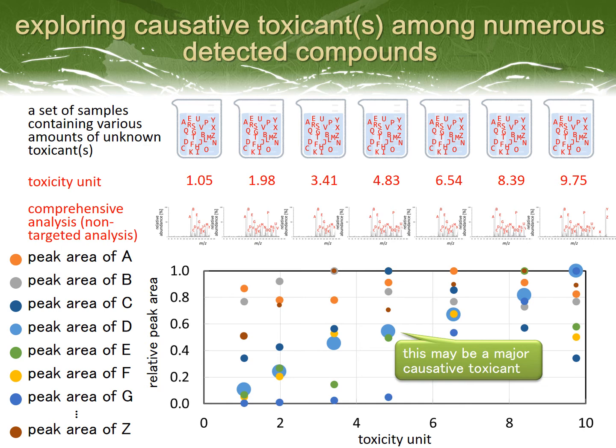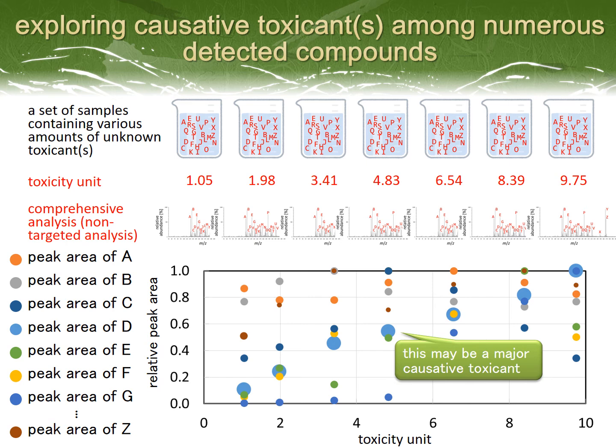By performing a non-targeted analysis, numerous compounds must be detected in one sample. We must explore the causative toxicant from among numerous detected compounds, by using relationships between the sample's toxicities and mass spec responses of each compound. For example, now we got 7 samples posing different toxicity strengths, as shown on the upper side. Their toxicity strengths were described in the toxicity unit. Non-target analyses were conducted for each sample, resulting in the detection of compounds A, B, C, and D.